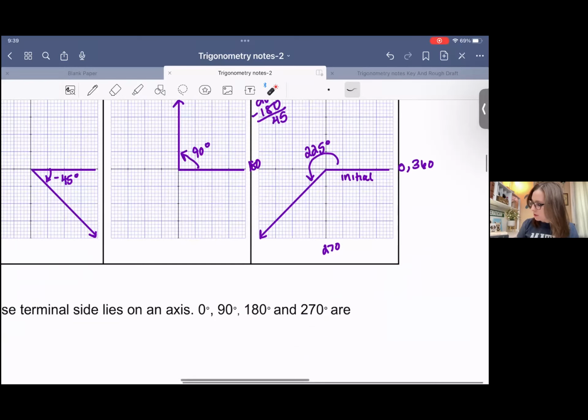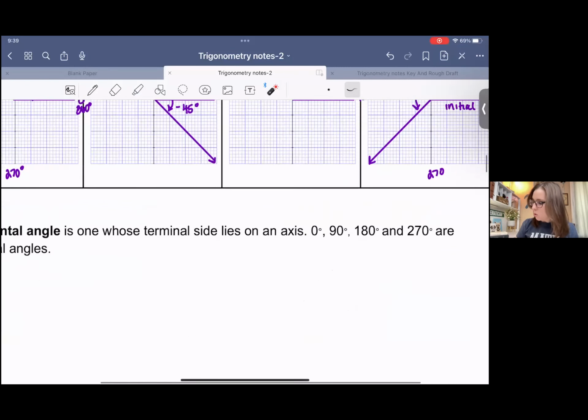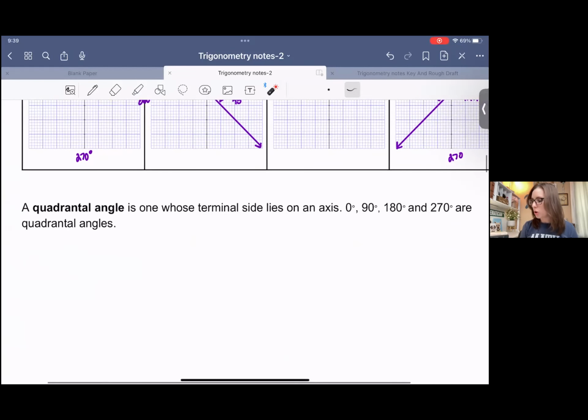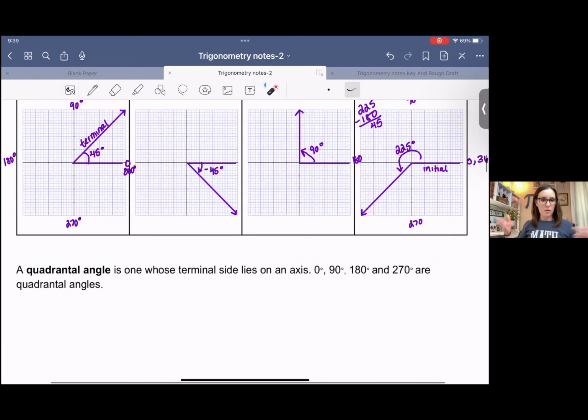And a little thing down here, a quadrantal angle is one whose terminal side lies on the axis. So those angles that I measured to give me a reference point were 0, 90, 180, and 270. All of those are quadrantal angles. They fall on an axis. So that's just a terminology thing for you.